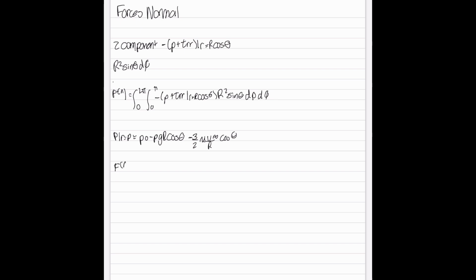And when you substitute this into the integral and solve it, you get your normal force equals 4 over 3 pi big R cubed rho g plus 2 pi mu big R v infinity. And the first one is your buoyant force, and the second one is your drag force.